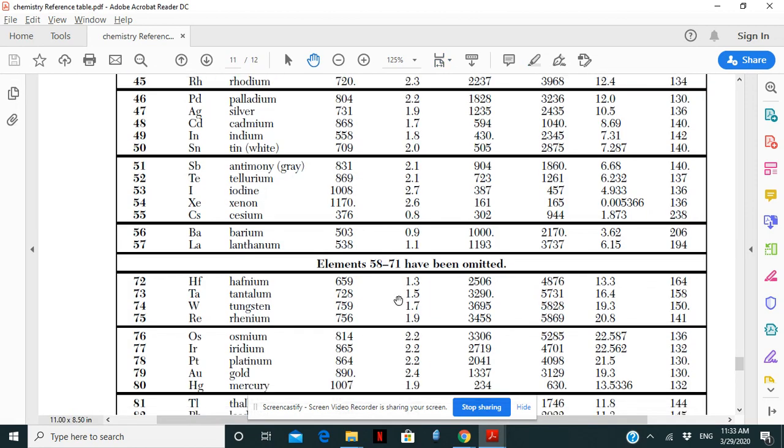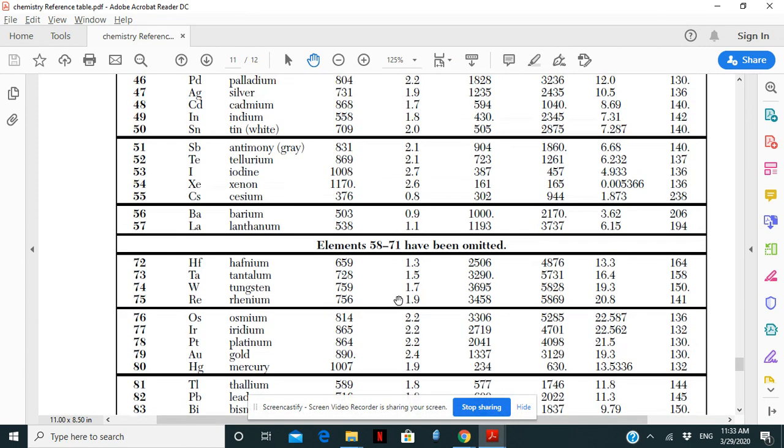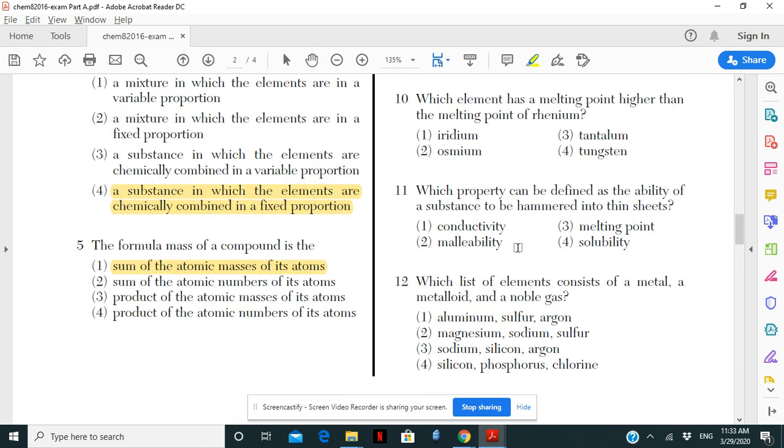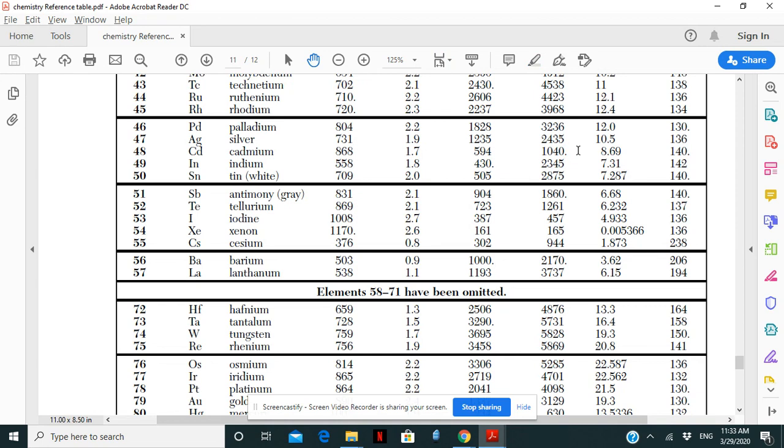Let's go to rhenium. Tungsten, if you look, is up. Tungsten has 3695. So it's tungsten. How did I know that? I went again to the reference sheet. I'm not guessing, I have to understand. So I'm checking where rhenium is. Here is rhenium, Re. And we were lucky that tungsten is on the top, so we found it easily.